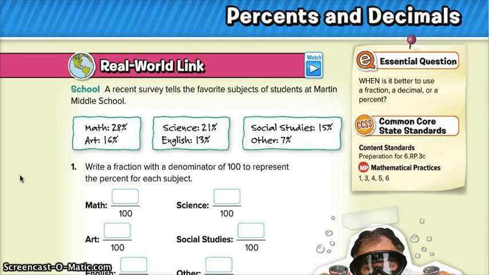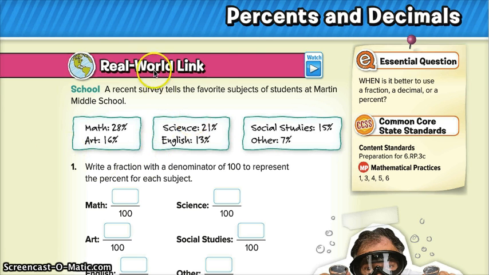This screencast is going to walk you through lesson 3 of percents and decimals. So you just learned a little bit about percents and fractions, how to write percents as a fraction, how to write fractions as percents. Now we're going to take a look at percents and decimals.